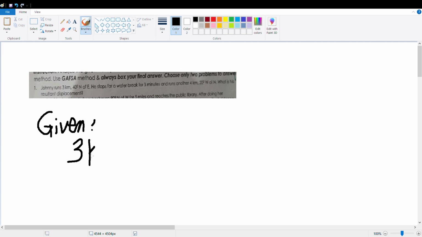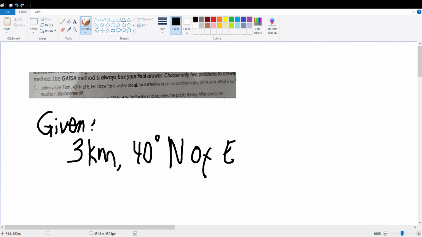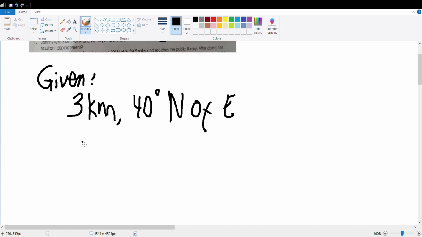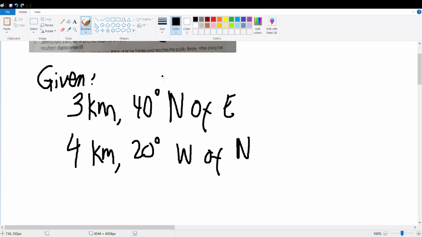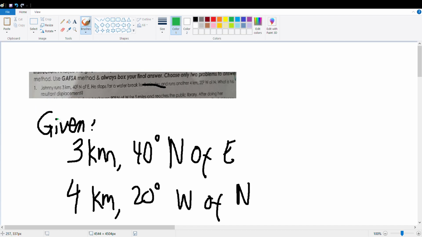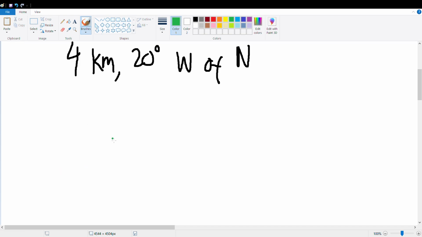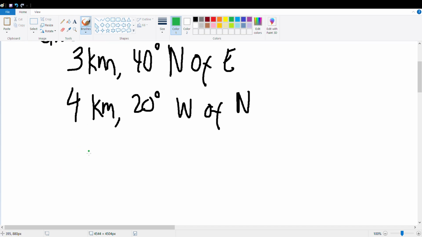3 kilometers 40 degrees north of east. This is irrelevant, so we don't need that. And then 4 kilometers 20 degrees west of north. Alright, so now we're gonna have to graph it or visualize it first so that it's easier to explain.